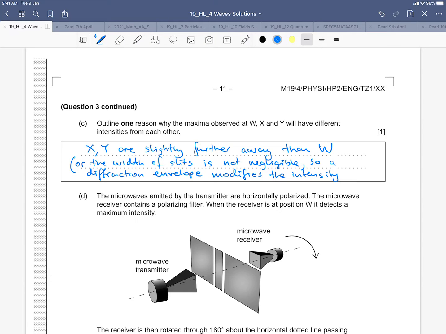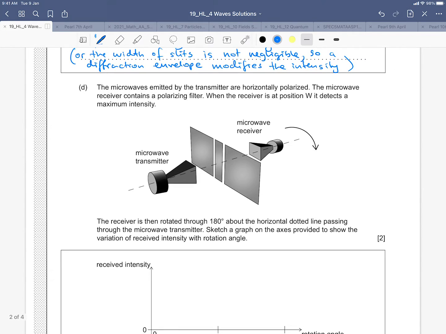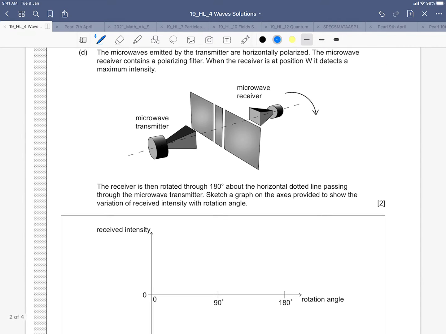This is, by the way, topic 9 in HL physics. So yeah, this HL question goes into topic 9 here a bit too. But then we're back to topic 4 now, that the microwaves emitted by the transmitter are horizontally polarized. Okay, and then the receiver has a filter. Initially it's receiving maximum intensity.